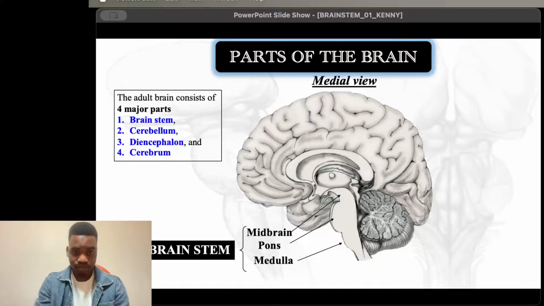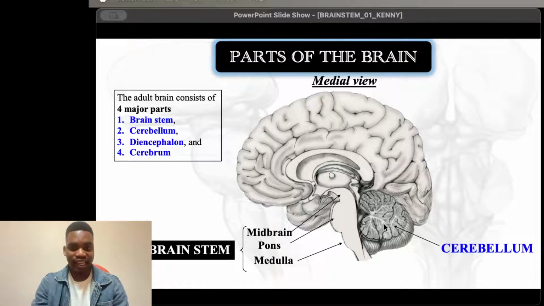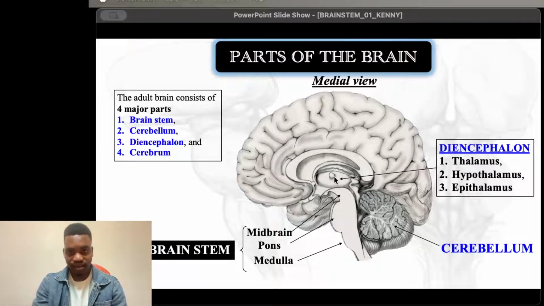And then we said just behind the brainstem, we have this stuff here, which is known as the little brain or the cerebellum. And just on top of the brainstem, on top of the midbrain, we said we have the diencephalon. This is diencephalon, which is made up of thalamus, epithalamus, and hypothalamus.